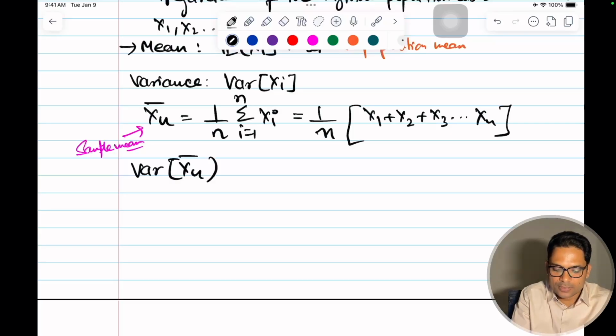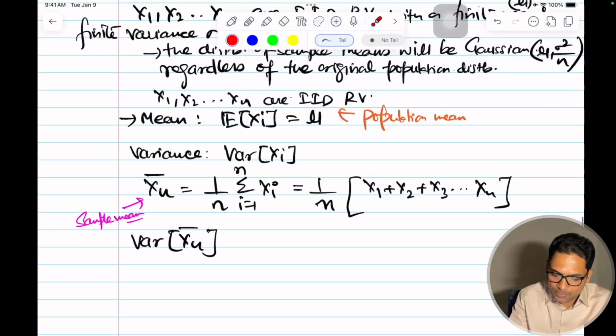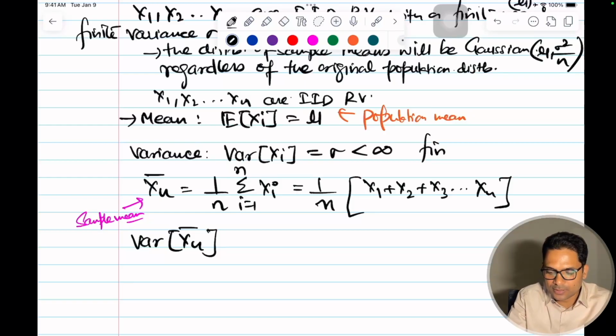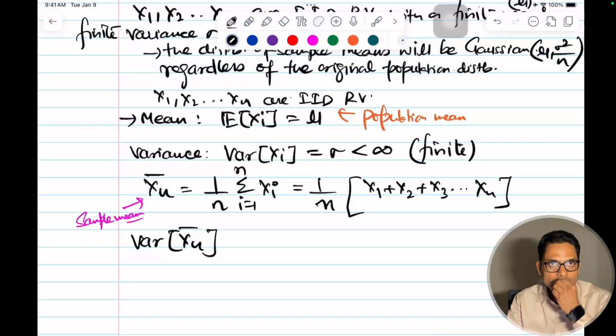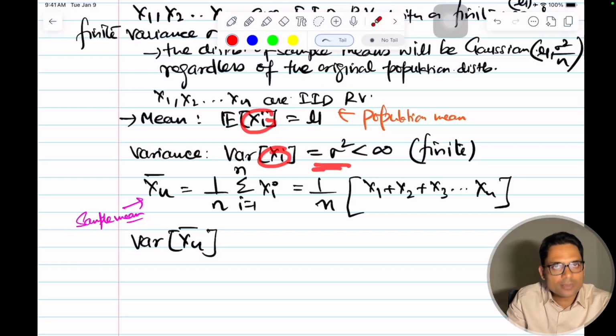xn bar? This is not xi bar. Variance of xi is equal to sigma square, which is finite, less than infinity. So the variance of xi is sigma square. The underlying data, whatever is there, we can compute that, and that is finite. I want to compute the variance of the sample mean now. Okay, the variance of the sample mean, what will it be?